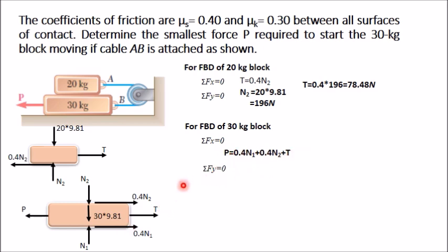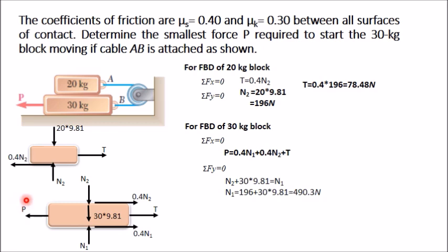Now apply sigma Fy equal to 0. How many forces are there? One is N2, one is the weight, and another one is N1. N2 and the weight are acting in the downward direction and N1 is acting upward. So N2 plus 30 into 9.81, the sum of these two, is equal to N1. From this relation, N2 you have already calculated as 196 Newton. Put that value of N2 here: 196 plus 30 into 9.81 is equal to 490.3 Newton. That is your value of N1.